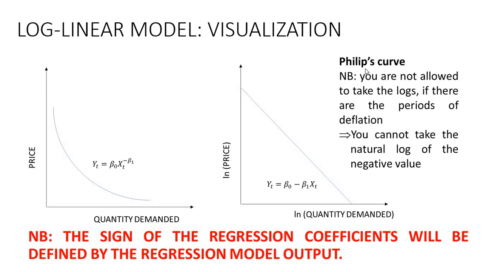But again, I would like to underline that, for instance, in case of the Phillips curve, it will not be the best solution because inflation can take negative values in the periods of deflation, and if you take the natural log, you will just drop all the observations with negative inflation. So this is something which you are not allowed to do if you'd like to estimate a nice and unbiased model.